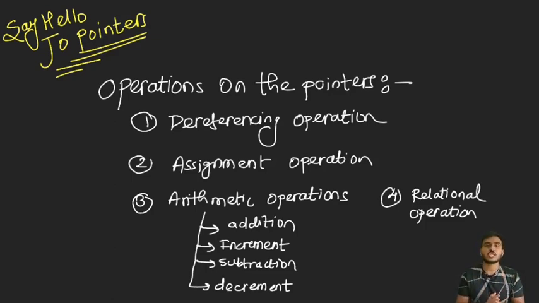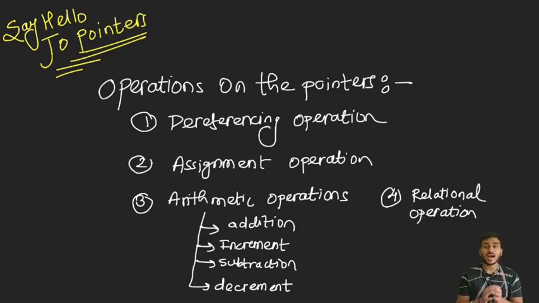Then the next type of operation that we can perform on the pointer is called the assignment operation. So actually we can use the assignment operator on the pointer, and we will discuss that as well. Then we can also do some arithmetic operations on pointers. Okay, in arithmetic operations we cannot perform all the arithmetic operations, but there are a few arithmetic operations which we can perform on the pointer. An example is that addition can be performed on the pointer. We can perform increment, we can perform subtraction, we can perform decrement operation. So these are a few valid arithmetic operations that we can perform on a pointer.